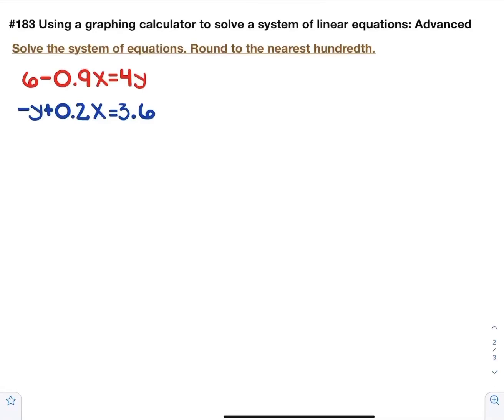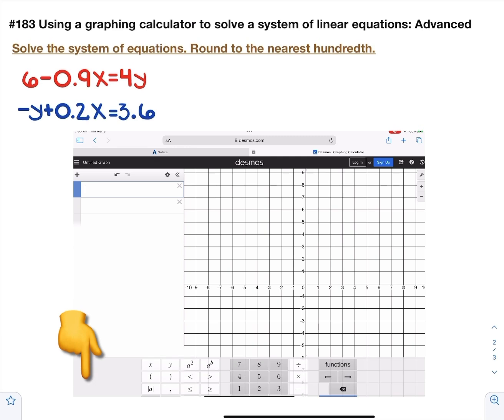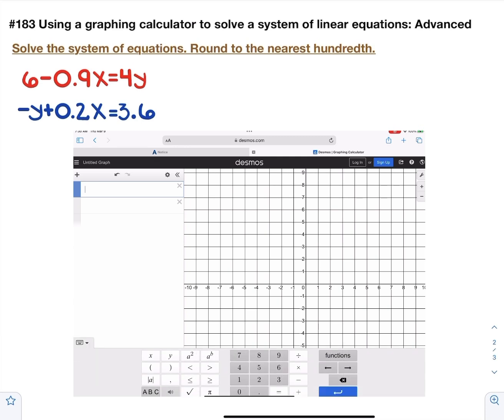To solve this system of equations using graphing, let's begin by going to Desmos.com. Selecting the keyboard in the bottom left corner, you can now type your equations. I'm going to type in each one of these equations. In other graphing calculators, you would need to solve for y first, but in Desmos, you can just type the equations straight in.